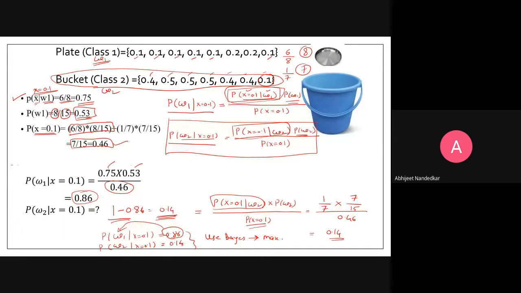So I will declare that if you observe a new object of diameter size 0.1, then it must be a plate. So my decision is plate. So doing so, how much is the probability of error? Probability of error is 0.14.